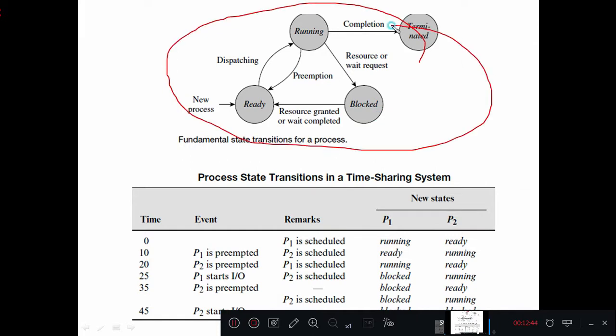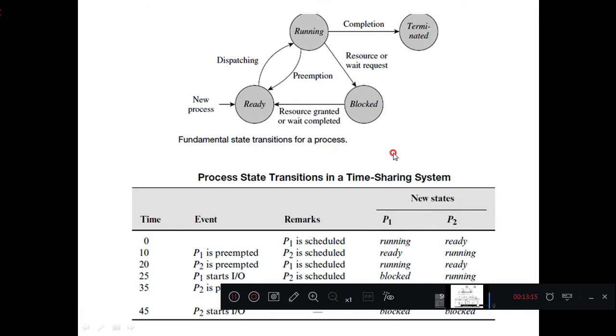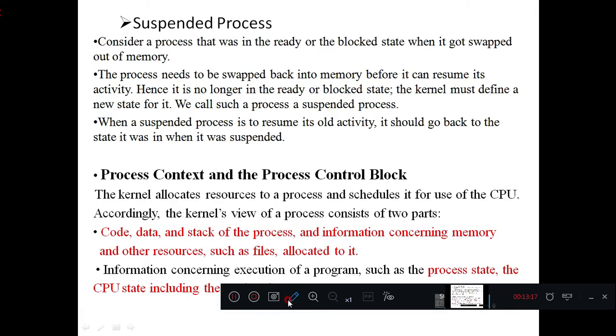This state transition diagram will be modified a little, and we will include one more state there, which is the suspended process. Right? So we will have two process states, one is ready suspended, the second one is block suspended. What are those? That we will discuss in the next class with the help of the state transition diagram. But now in this class, I'll explain the concept of the suspended process, and I'll wind up this class. Right? So what is a suspended process?